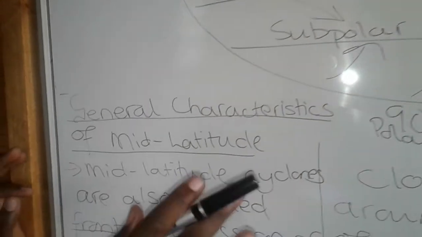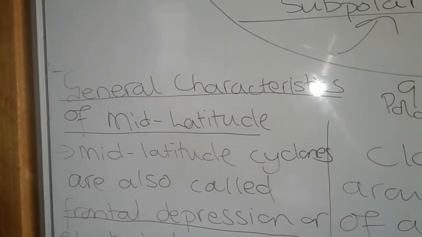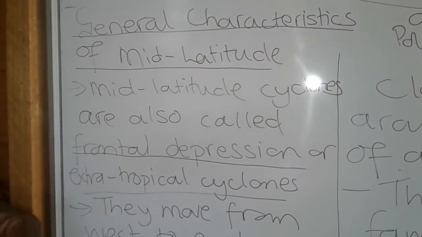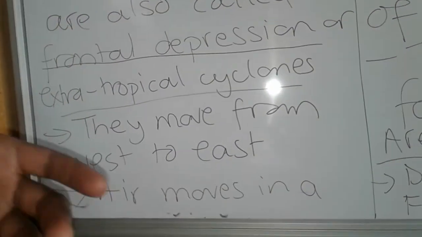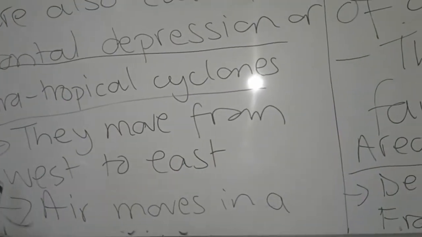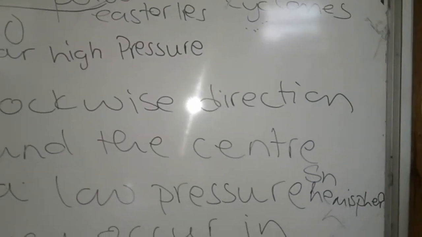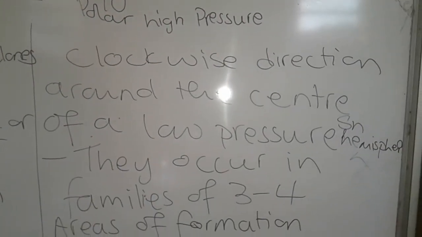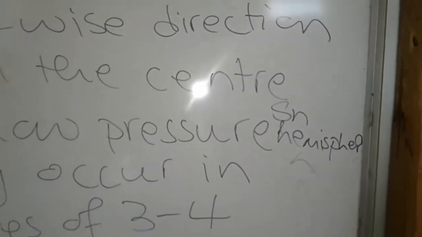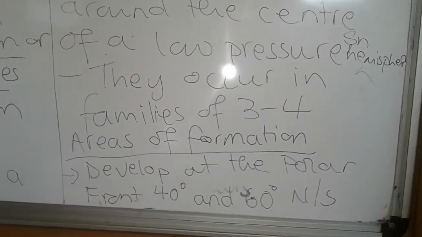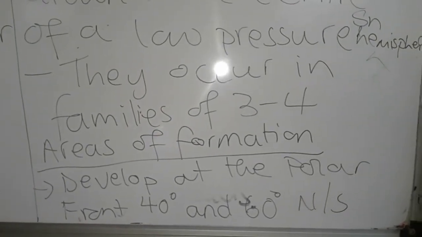Now, what are the general characteristics of a mid-latitude cyclone? Mid-latitude cyclones can also be called frontal depressions. They can also be called extratropical cyclones. In terms of direction of movement, they move from west to east. Air moves in a clockwise direction around the center of the low pressure in the southern hemisphere. And if it is in the northern hemisphere, then the direction of wind will be anti-clockwise. They occur in families of 3 to 4.